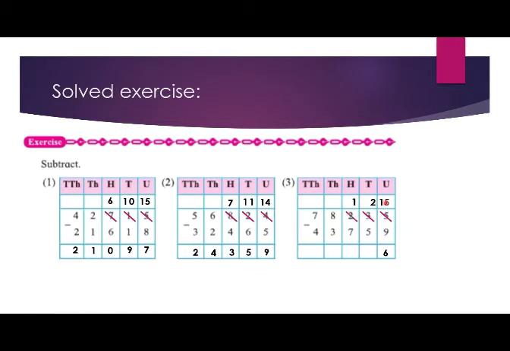I'll have to borrow. I'll cut down this 2. I'll make it 1. This will become 12. And now I'll subtract 5 from this 12. Answer is 7. Students, please don't get confused. Slowly do it. You'll understand it. And without any mistake, without any error, you can solve your sum very easily.